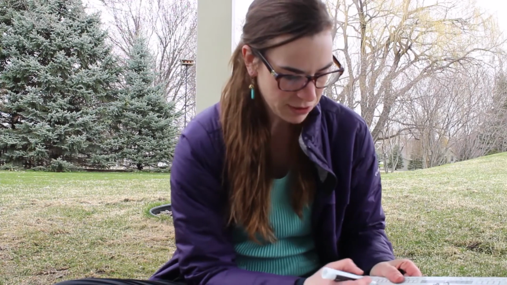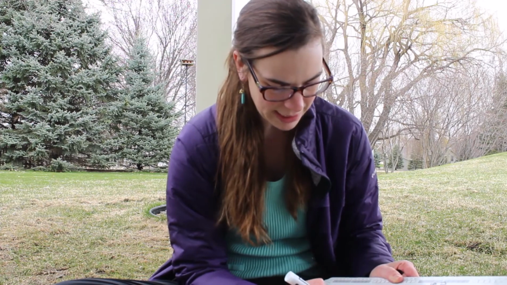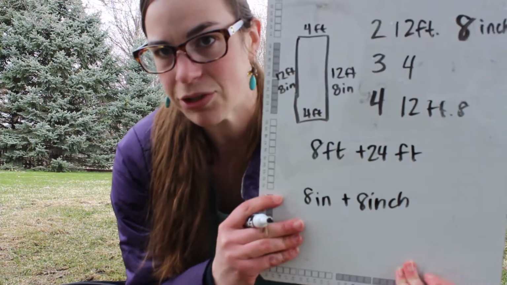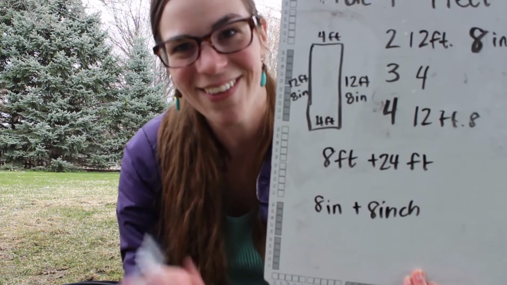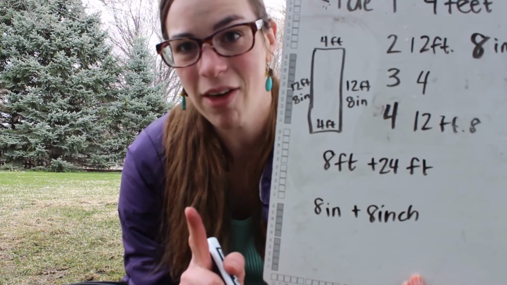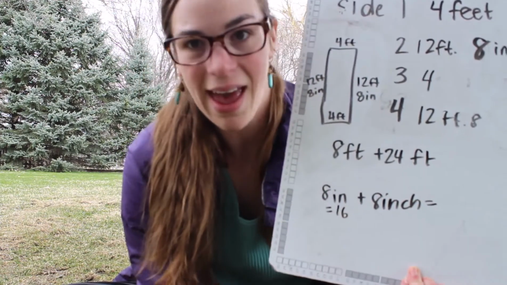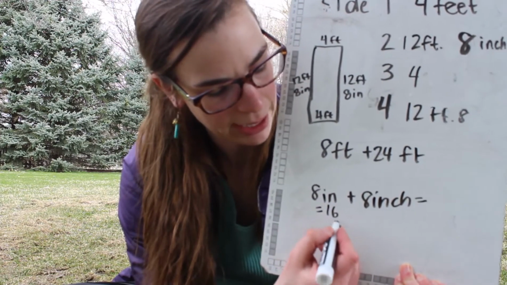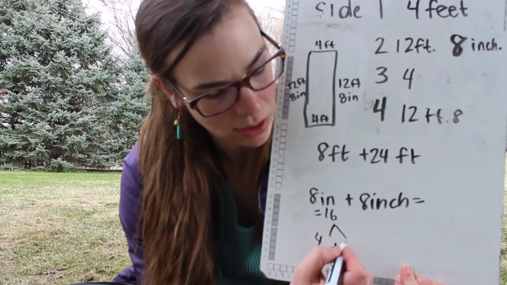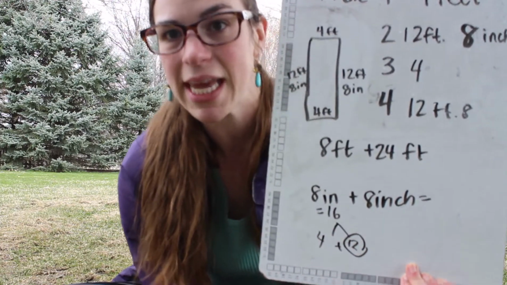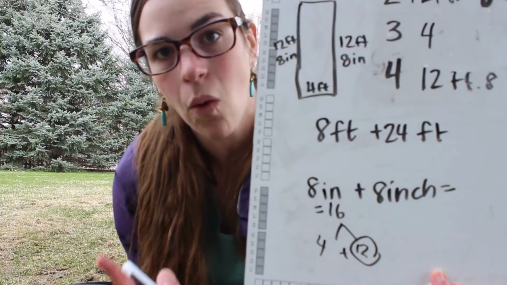So 4 plus 4 is 8 feet. 12 feet plus 12 feet is another 24 feet. And then I have 8 inches plus 8 inches. Now, we haven't talked about conversions a lot in measuring, but I know, and I'm going to tell you, that in 1 foot is 12 inches. So here I have 16 total inches. And in 16, I can break that apart into 4 plus 12.